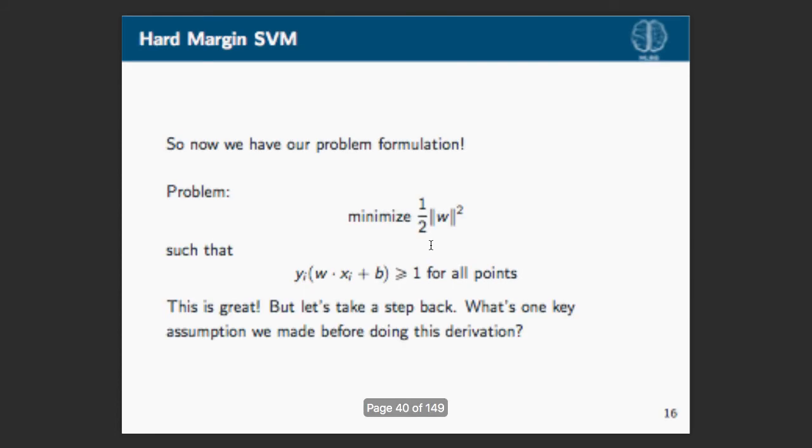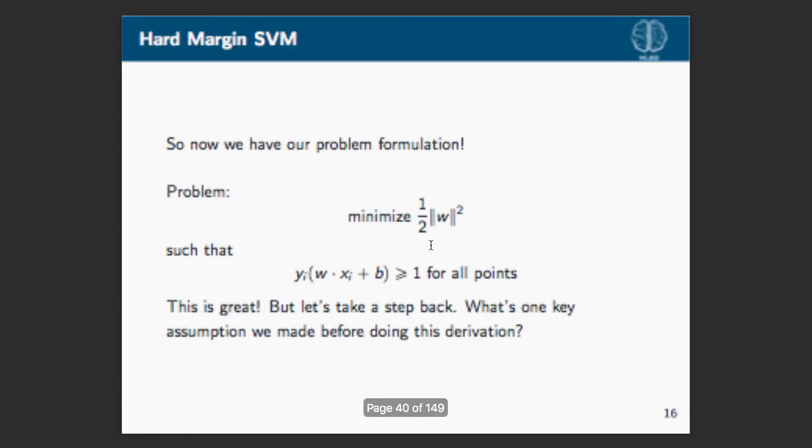Okay, cool. So this is really great, but let's take a step back, right? What's the one key assumption we made before doing this derivation? Exactly, right? We assumed that our data was linearly separable. So if our data is not linearly separable, we will never be able to find a w such that this holds. This constraint will have to be violated. So there will be no solution to this problem formulation.